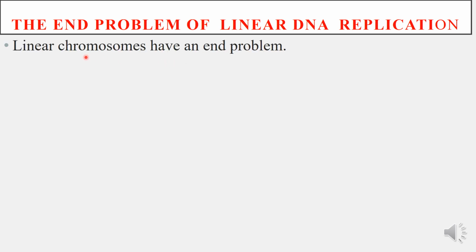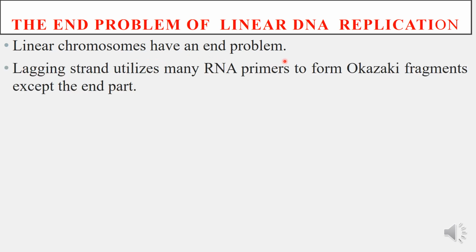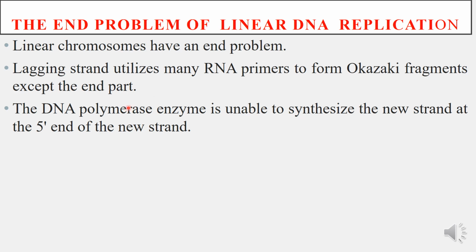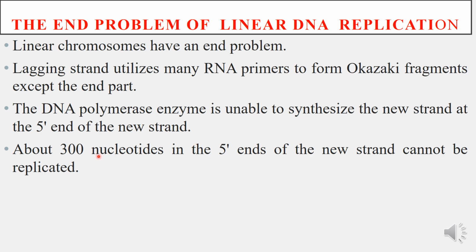So the linear chromosomes have an end problem, and in this the lagging strand utilizes various RNA primers to form the Okazaki fragments except the end part. So the last part of the lagging strand is unsynthesized or unreplicated, so the DNA polymerase enzyme is unable to synthesize a new strand at the 5' end of the lagging strand. Now, about 300 nucleotides in the 5' end of the new strand cannot be replicated.